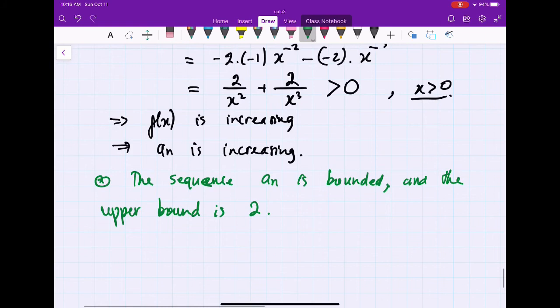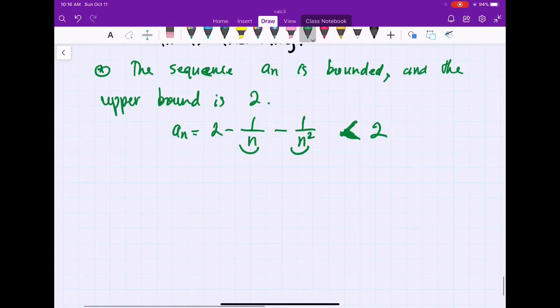Why? Because a_n is equal to 2 minus 1 over n minus 1 over n squared. This is less than or equal to 2, because these values are positive. So you subtract from 2 those positive numbers, so that should be less than or equal to, even here, strictly less than 2.